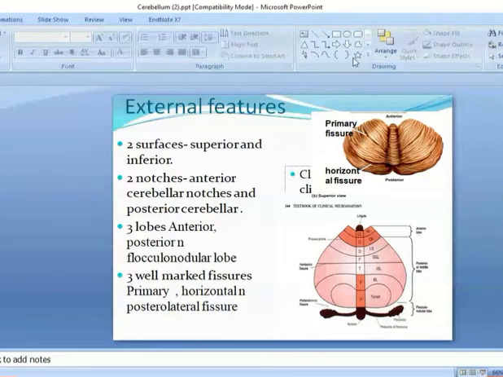And it has two nodes, anterior nodes and posterior cerebellar notch. Okay, and it has three lobes. This is anterior lobe. Look at here. This is anterior lobe. Can you see this? This notch is anterior lobe.